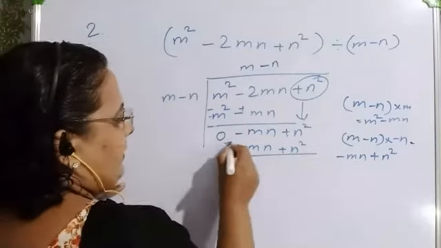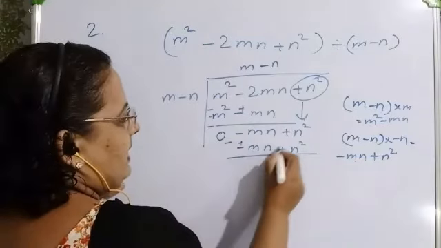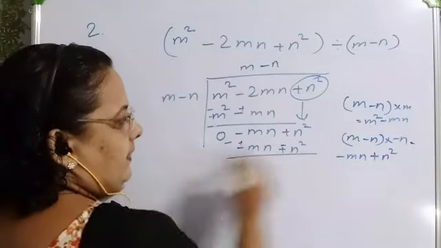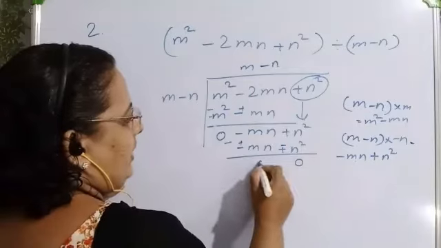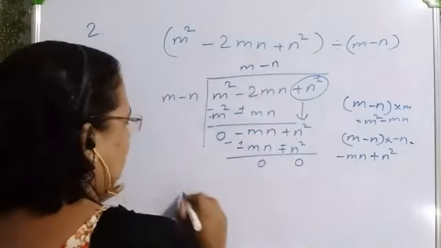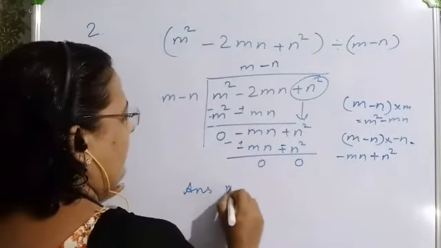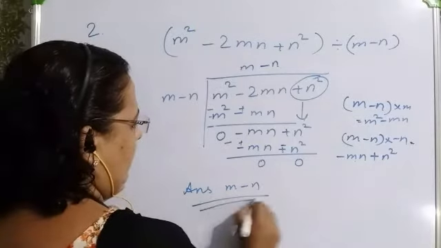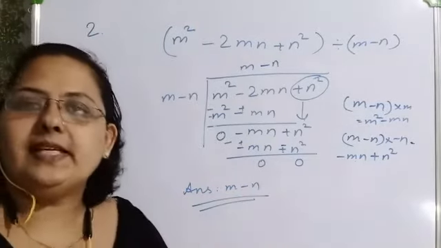Now you have to subtract it. So this will become plus, this will become minus. So here it is 0 and here also it is 0. So you got the answer as, what's the answer here? M minus n. Is it clear to you?